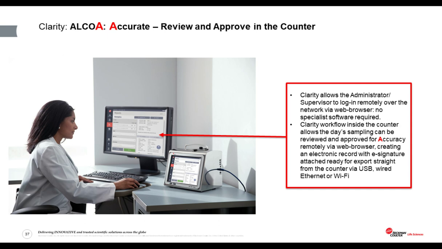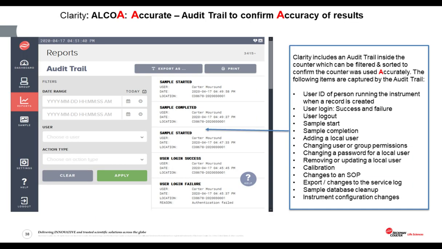There is also a review and approve workflow built into Clarity, which sits inside the air particle counter. The Clarity software allows the administrator or the supervisor to log in remotely over their corporate network using a web browser. There's no specialist software required. The Clarity workflow inside the counter allows the day's sampling to be reviewed and approved for accuracy remotely, just using this web browser interface. And then it creates an electronic record with the electronic signature attached of the supervisor or the administrator, ready to export straight from the counter via USB or wired Ethernet or Wi-Fi.